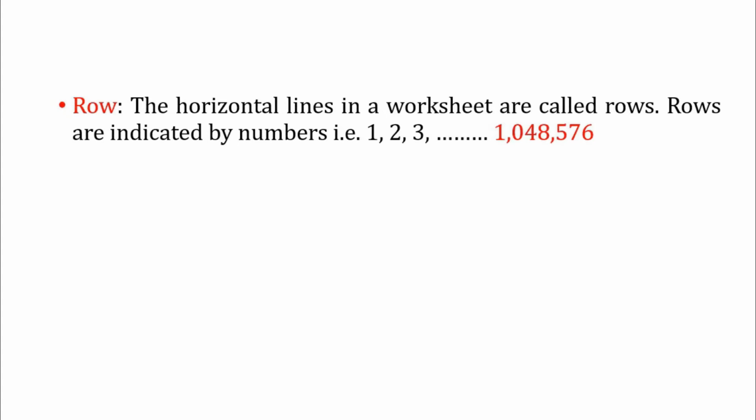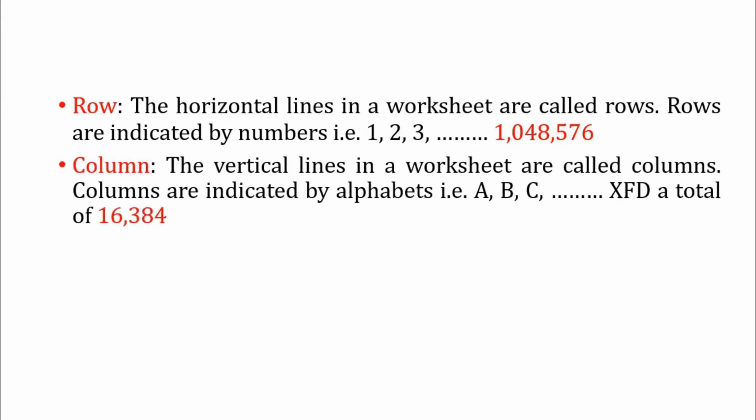Row. The horizontal lines in a worksheet are called rows. Rows are indicated by numbers, such as 1, 2, 3, 4. In this way, the last row of a sheet is 1,048,576. Column. The vertical lines in a worksheet are called columns. Columns are indicated by alphabets like A, B, C, D. In this way, the total number of columns in a worksheet is 16,384.